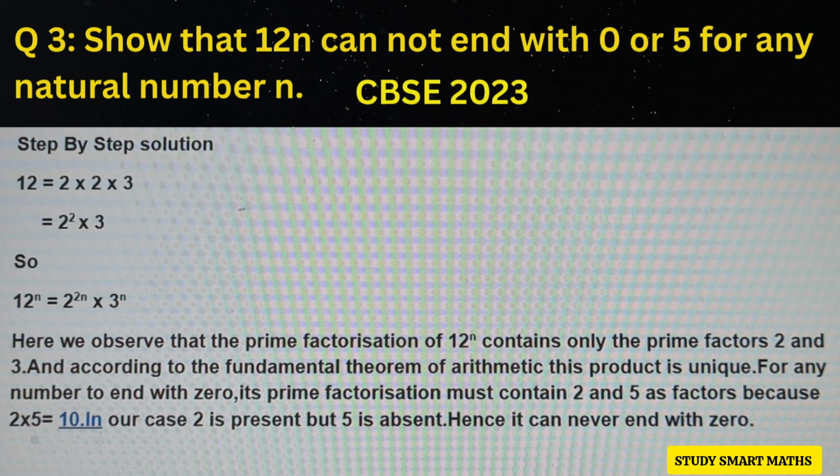Here we observe that the prime factorization of 12 raised to n contains only the prime factors 2 and 3. And according to the fundamental theorem of arithmetic, this product is unique. For any number to end with 0, its prime factorization must contain 2 and 5 as factors because 2 multiplied by 5 equals 10. In our case 2 is present but 5 is absent. Hence it can never end with 0.